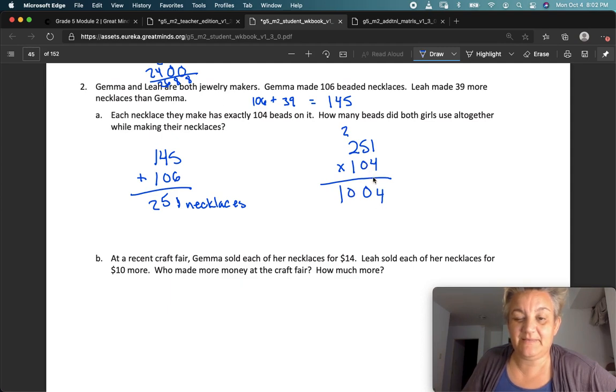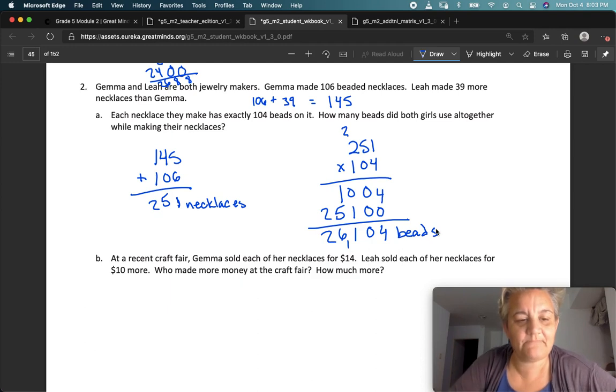Then I'm going to skip the 10s and I'm going to go right to the 20s. 1 times 1 is 1, 1 times 5 is 5, 1 times 2 is 2. Now I skipped the 10s, but when I went straight to the hundreds, I did add 2 zeros, okay? 4, 0, 1, 6, 2. Beads.